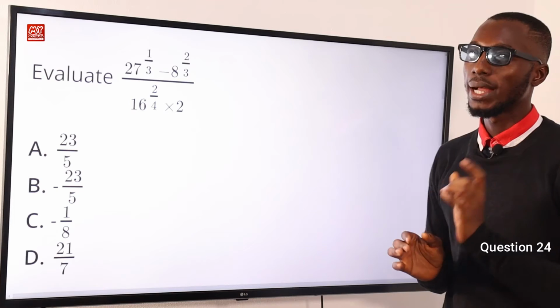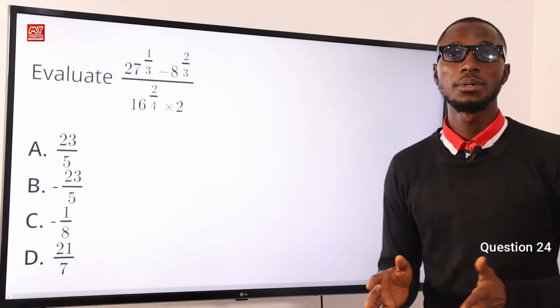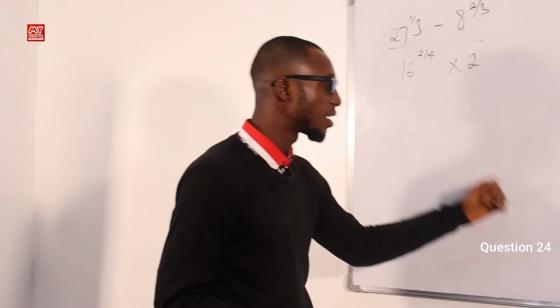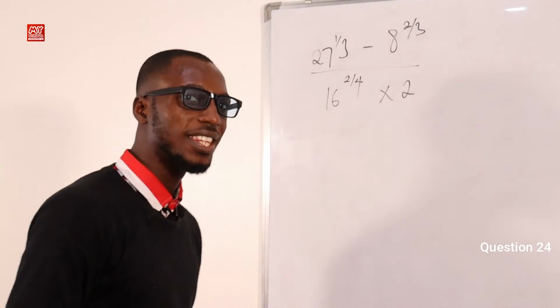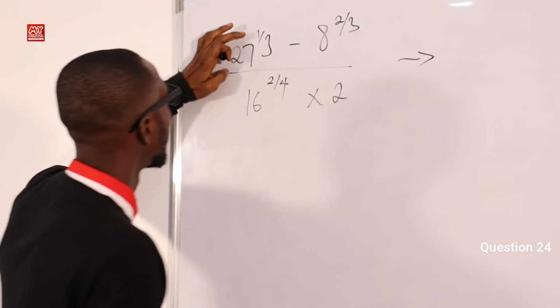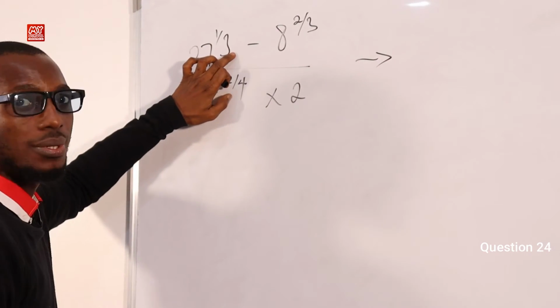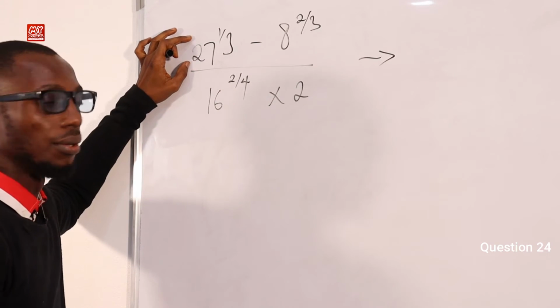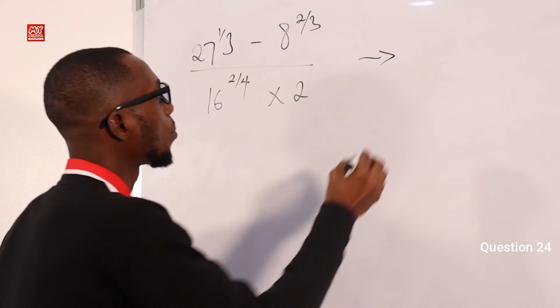Question 24. Evaluate 27 raised to power 1 over 3 minus 8 raised to power 2 over 3 over 16 raised to power 2 over 4 times 2. So, you just know this is a question on indices, so I first replicated the question on the board. So let's just pick these values one by one and sort them out. So I would have this, okay, this stands for the root and this stands for the power. So the third root of 27 is 3. Okay, that will be 3 times 3. Let me show you what I mean.